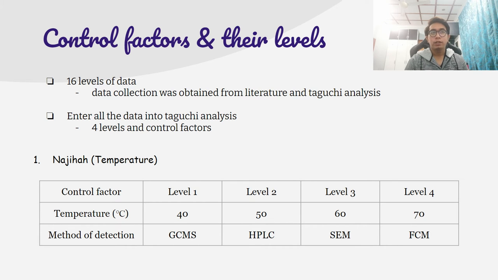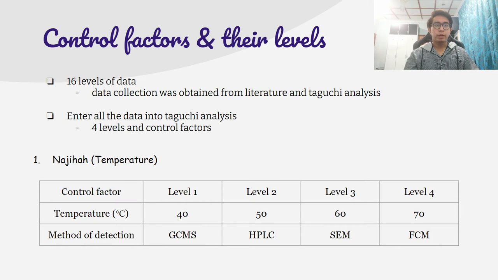There are 16 levels of data, which is the data collection obtained from the literature and Taguchi analysis. We put the data that we have collected from the journals into the Taguchi analysis. There are 4 levels and control factors. The first student's parameter is the temperature. From the table below, the control factors are 2, which is the temperature and the method of detection. Level 1 indicates 40 degrees Celsius and GCMS method of detection. Level 2 indicates 50 degrees Celsius and HPLC method of detection. Level 3 indicates 60 degrees Celsius and SEM method of detection. Level 4 indicates 70 degrees Celsius and FCN method of detection.